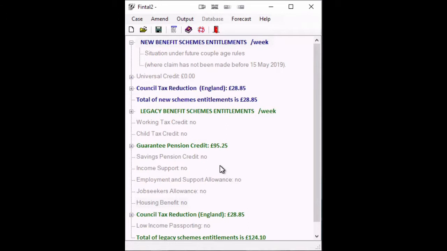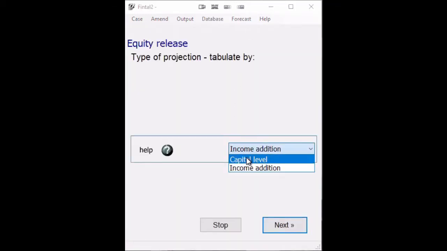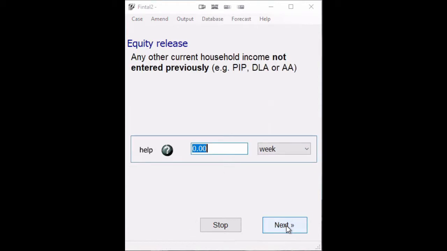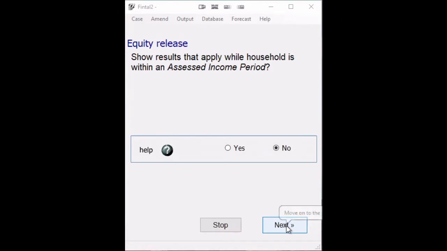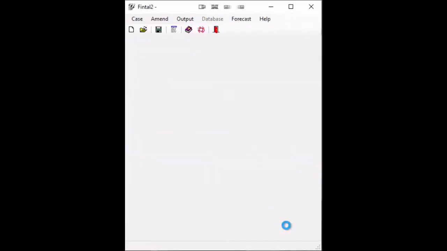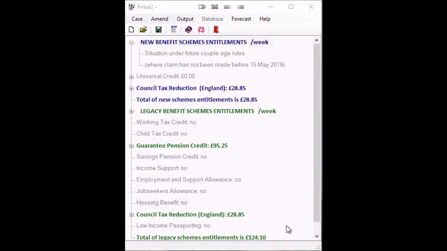Let's look at how we now handle the forecasting side of things. So let's go and do a forecast first of all for a capital calculation. While it's calculating, did you notice how much difference there was between the new benefit rule and the old benefit rule in entitlement? If not, scroll back a few seconds and see. And now let's look at an income calculation.